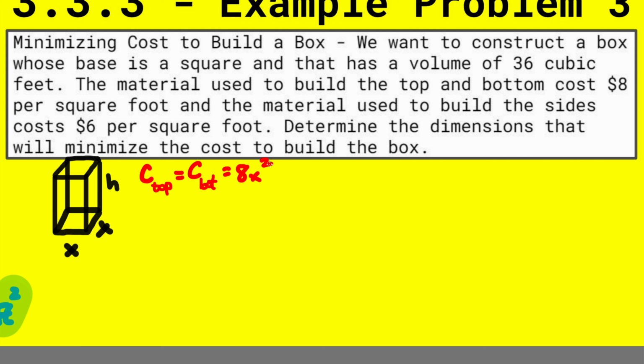All right, the material used to build the sides costs $6 per square foot. So that's x times h, so it's just $6 times x times h for that. It says determine the dimensions that will minimize the cost.